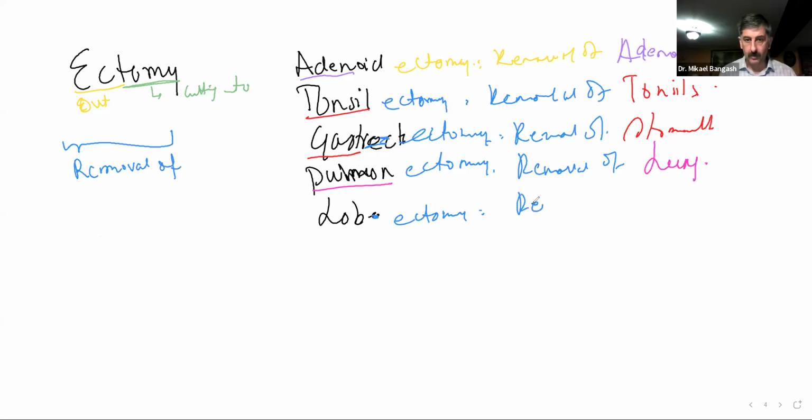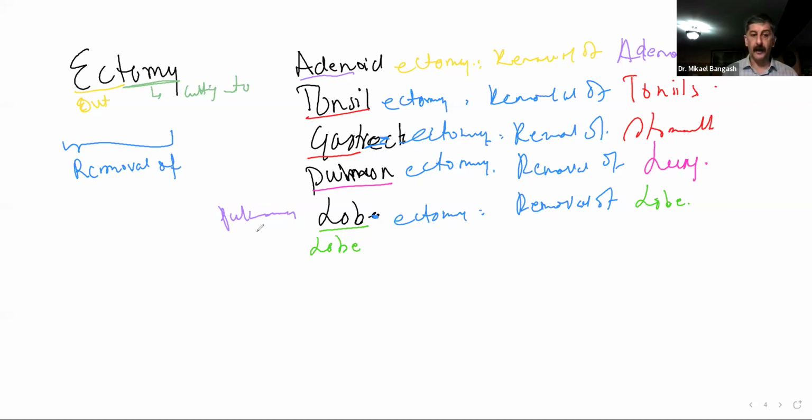Now here is removal of, and here the word lob is actually derived from the word lobe. So removal of a lobe. That could mainly be a lobe of your lung. Then they would just call it a pulmonary lobectomy.